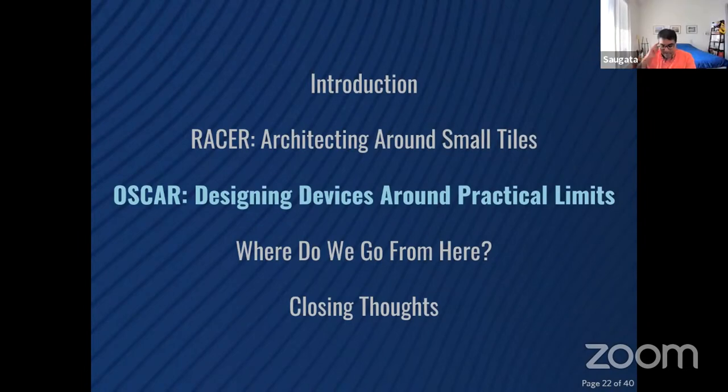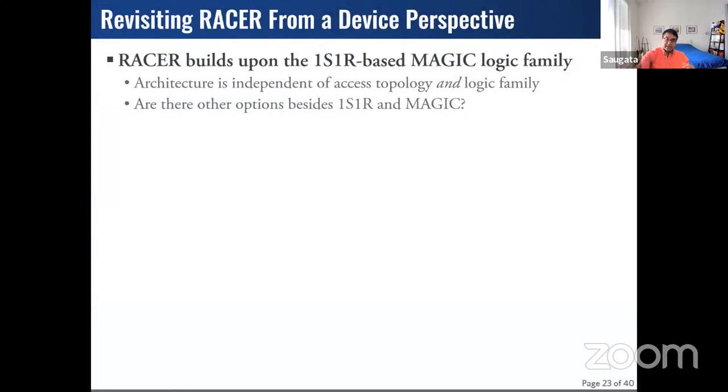Cool. So I'm going to move on, and then maybe I'll hold questions until the end if that works for everybody. So RACER essentially said, hey, let's talk to the devices folks. Let's figure out what architects are doing wrong. And let's try to think about how we can design an architecture that caters to the things that the devices do. What we did then was complete the loop, right?